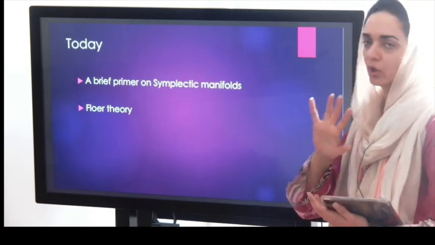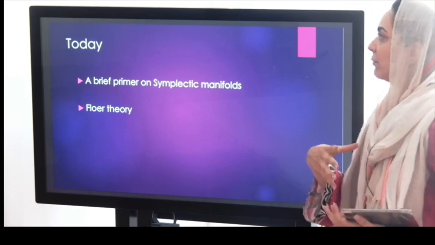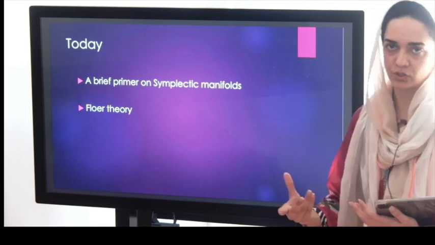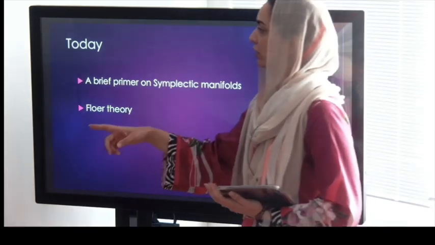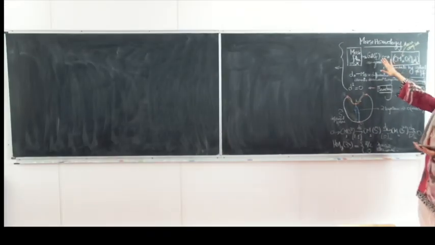last lecture, we spent a lot of time motivating Floer theory. What does that mean? We spent a lot of time constructing, defining Morse homology, which started with the Morse complex. So I can quickly give you a roundup of what we did the last time. We introduced Morse homology.